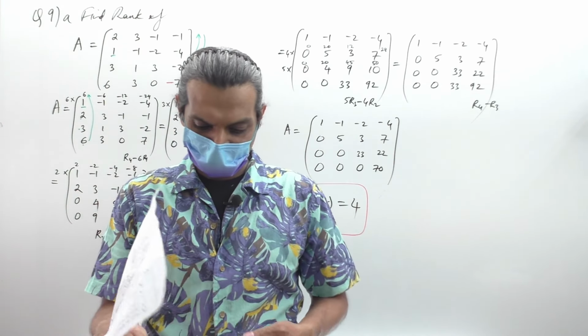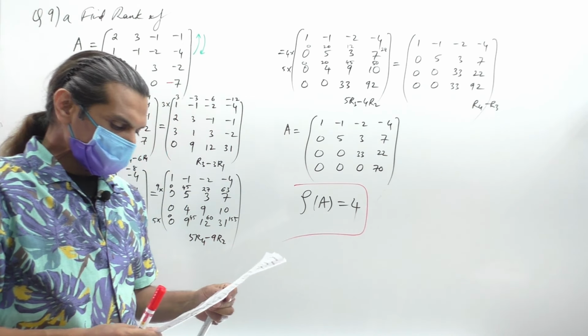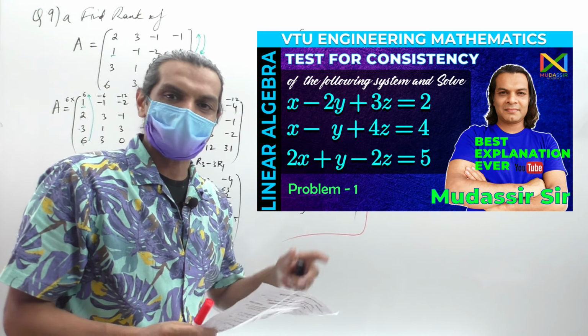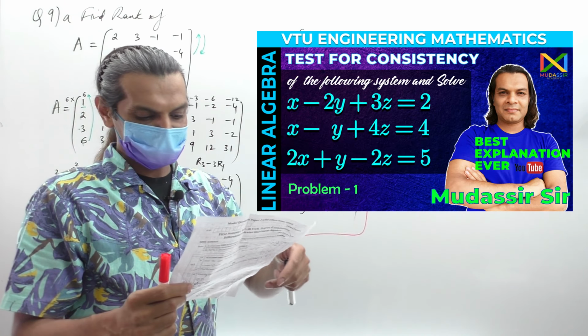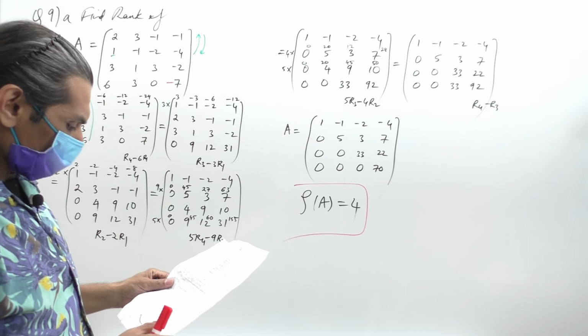I request you to solve more questions on rank from my channel, playlist and courses. The next thing is question 9b, test for consistency of the following system. This problem I have already solved, so you can find the link in the description below. Fine. So next one is our 10th A.